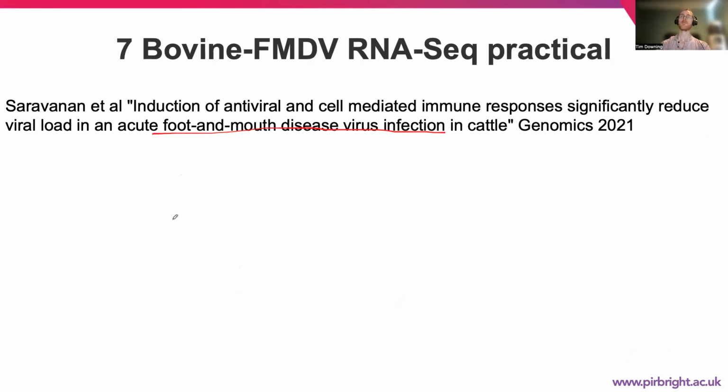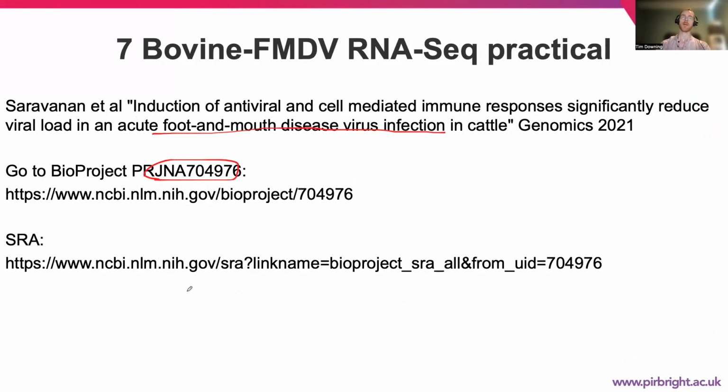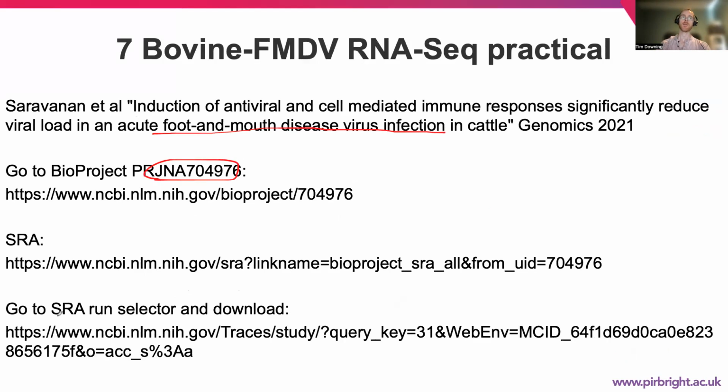To retrieve the data for this study, we were able to get the bioproject ID, go to the SRA with a query to get the corresponding file names, go to the SRA Run Selector to extract the accession IDs, and then we could use fastq-dump through the SRA Toolkit to actually download the files themselves.